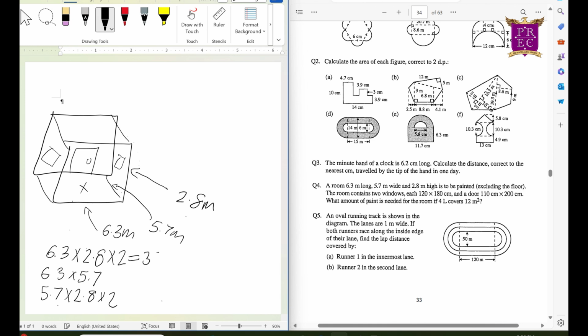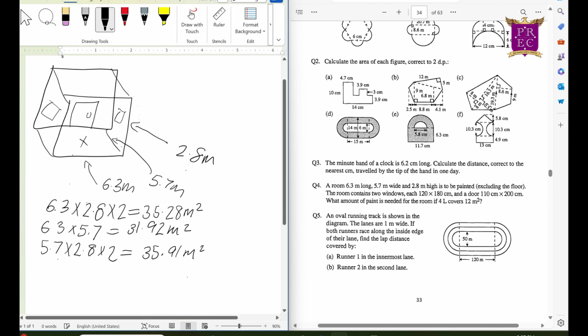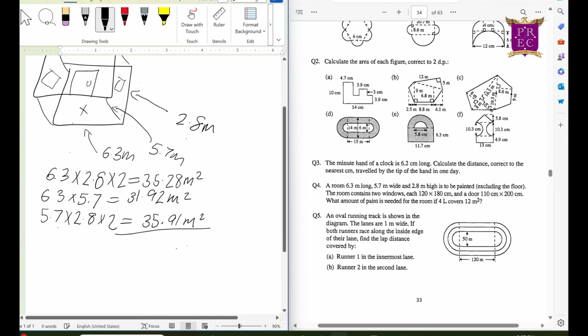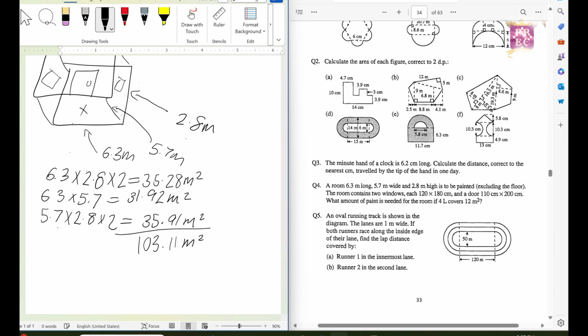35.28 square meters. Remember, it's all in square meters. 31.92 square meters, and this gives us 35.91 square meters. Okay, let's add this all up. What does that give us? 103.11 square meters. But this is not the answer.